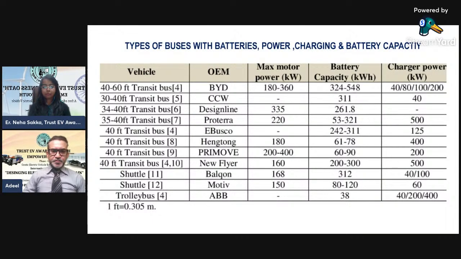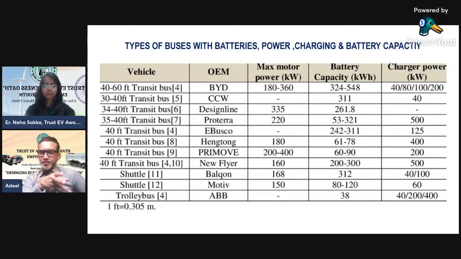Okay, so types of buses with batteries, power charging, and battery capacity. Now, this is in a nutshell. I have described to you, for example, a 40 to 60 feet transit bus. If its OEM is BYD, OEM means the manufacturer is BYD. Maximum power required is 180 to 360 kilowatt. Battery capacity is 324 to 548. Charge power capacity is 40, 80, 100, and 200.